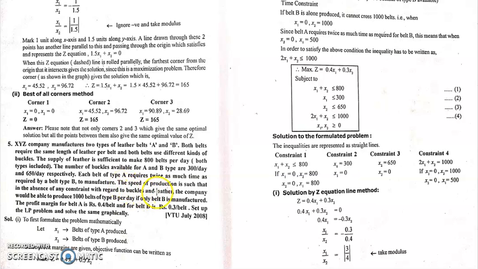The speed of the production is such that in the absence of any constraint with regard to the buckles and leather, the company would be able to produce 1000 belts of type B per day if only belt B is manufactured. See, listen carefully. If we manufacture only belt B, the company is able to produce 1000 belts of type B.